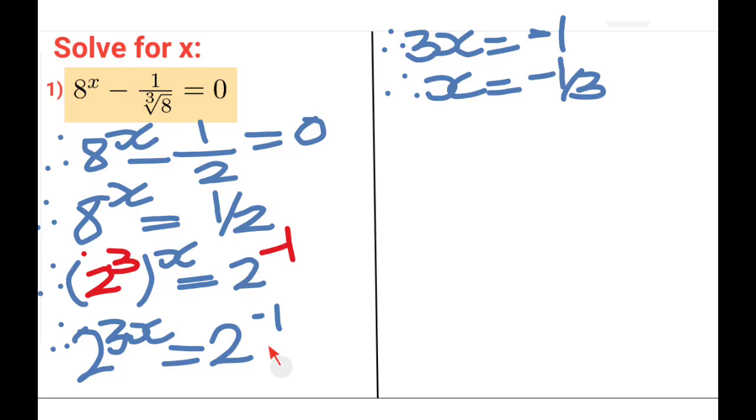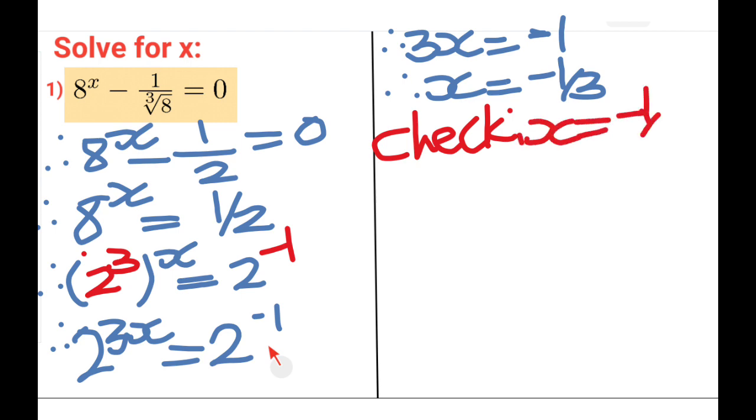Now you would be done in other grades right now, but in this grade you're not done. You check. Very important to check, because you can get an answer only to find that it's not the right solution for that particular problem. So you need to check after every one. Now, how do you check? You go to the left hand side, and wherever there is x, you substitute your answer, which is negative 1 over 3.